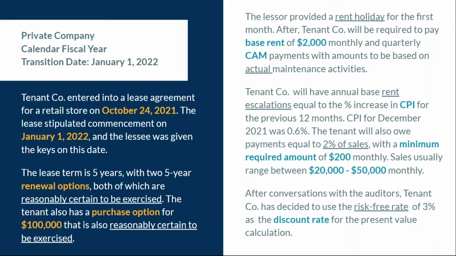To review the facts, this lease started on October 24th, 2021. The lease term was for 5 years with 2 5-year renewal options. There was a purchase option. There was a rent holiday, base rent of $2,000 monthly and CAM payments, and then rent escalations. So we'll walk through what that means for the lease liability and right-of-use asset.